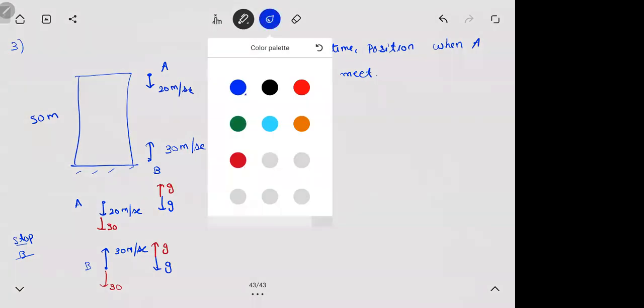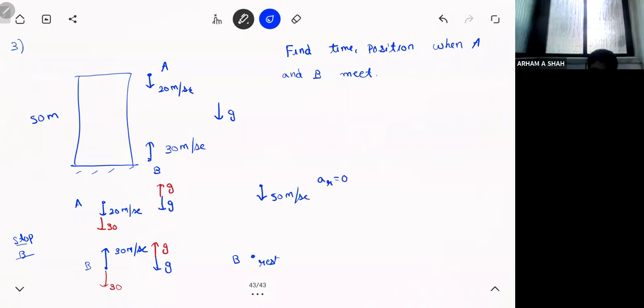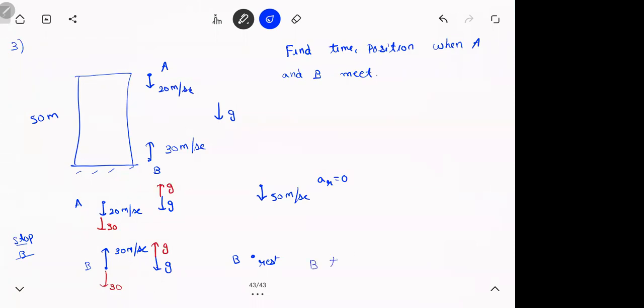So what will happen? B will come to rest. B will think, okay, I am at rest, and it will think A is coming down with 50 meters per second, and the best thing, A's relative acceleration is 0. So B thinks A is coming down with constant speed. There is no acceleration.